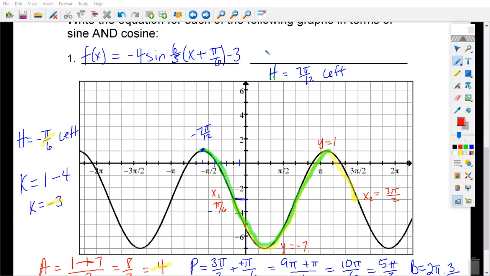So our cosine is gonna be f of x equals. Why is it a positive 4? It's not upside down. Just because the sine is negative, the cosine does not have to be. Okay, 4 cosine, what is our b? 6 over 5. And it's going to be x plus 7 pi over 12. And our k value is -3.